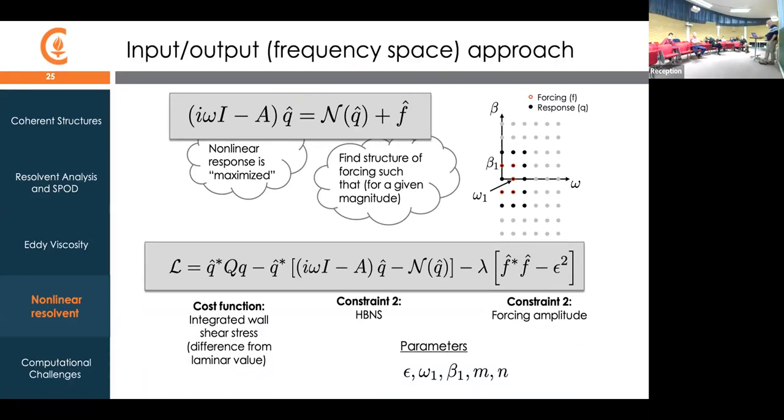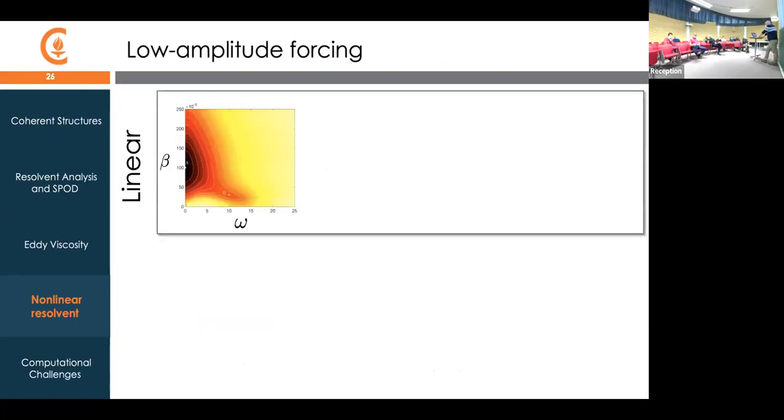So we define a cost function, which tells us how big the nonlinear disturbances are growing. What we chose to use here was the integrated wall shear stress, the difference from the laminar value. So this gives us the forcing field that gives rise to the quickest departure of the shear stress from the laminar value. Then we constrain it to satisfy these harmonic balance equations, and this other constraint holds the overall forcing amplitude to some fixed constant that we then adjust. I'm not going to go into the details here because, as I said, George is going to talk about this work next week.